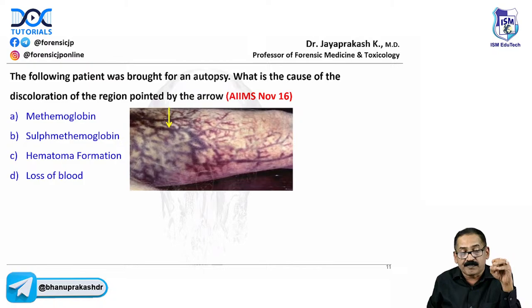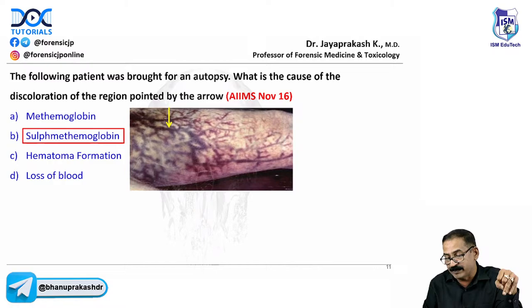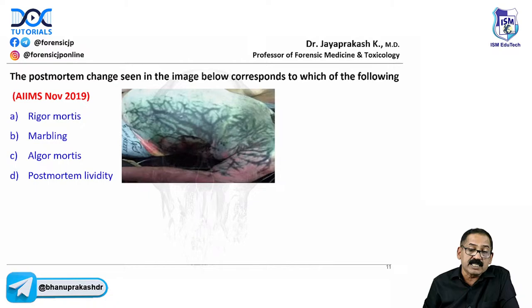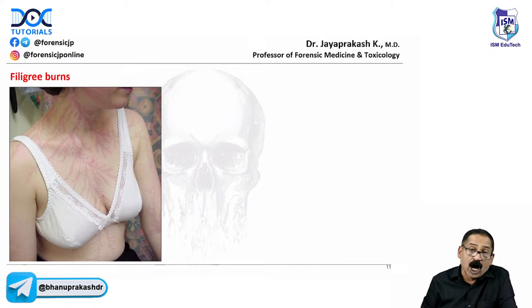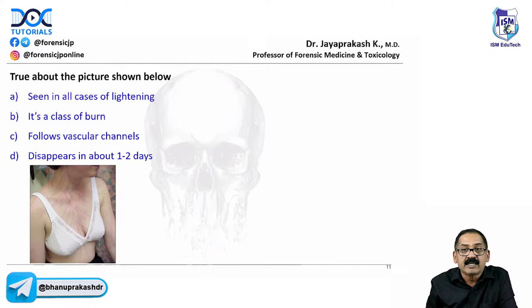Okay. See again, second, MCQ. The following patient was brought for an autopsy. What is the cause of discoloration of the region pointed below? Sulfmethemoglobin. Okay. The postmortem change seen in the image corresponds to, see, the third time, the answer is marbling. Again, true about the picture shown below. What is the answer? Is it marbling? No. It is filigree burns. Now we should be in a position to differentiate between marbling and filigree burns.